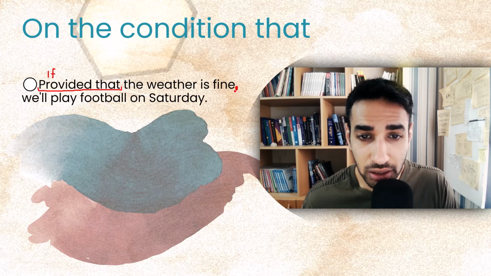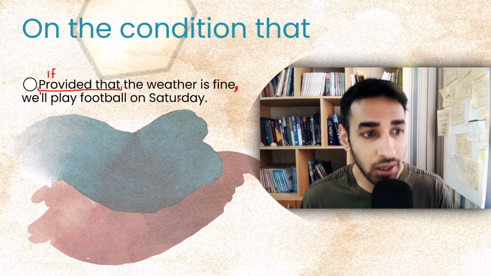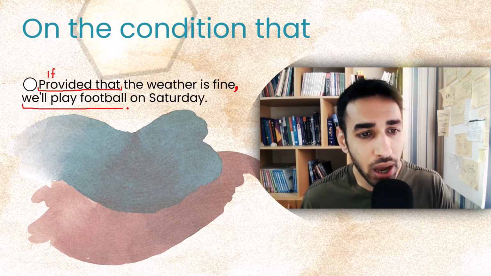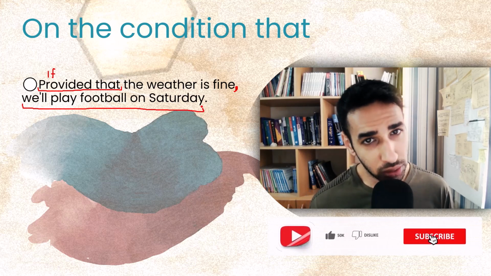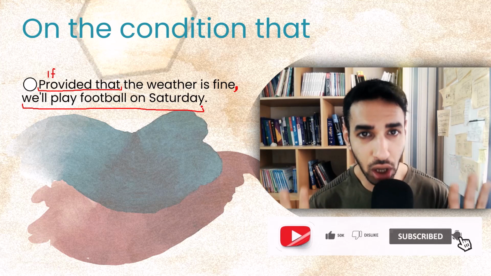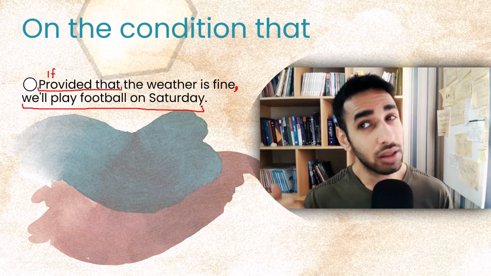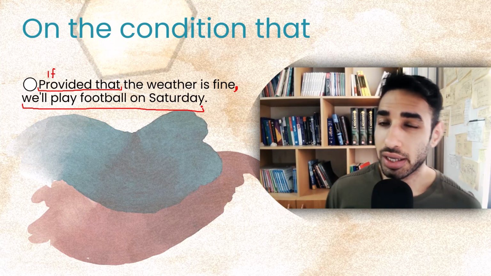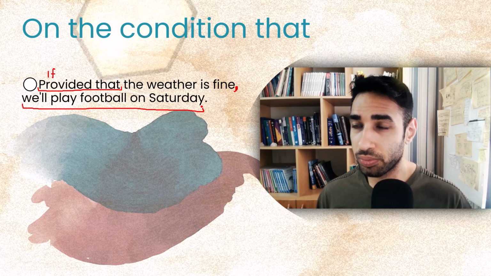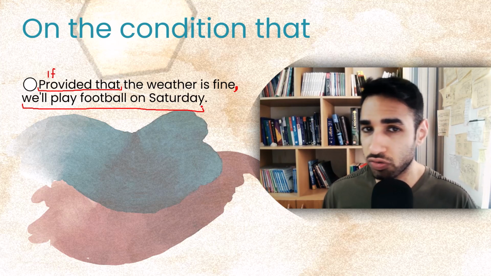Provided that the weather is fine. This is my conditional clause. And then I have my main clause: we'll play football on Saturday. This is the result, the main clause. And what is my condition? The weather is fine. So we cannot play football if the weather is not fine.